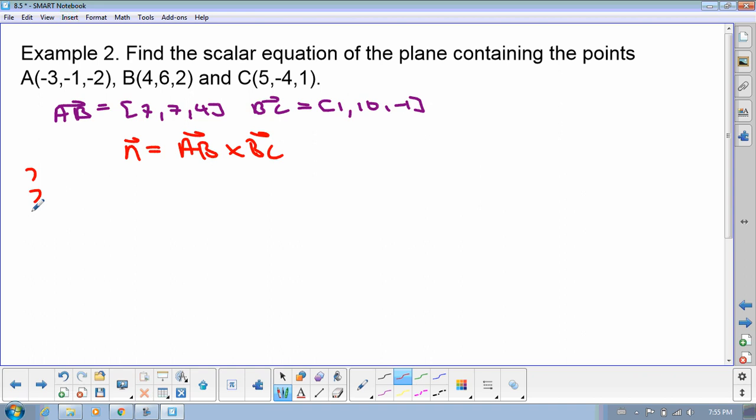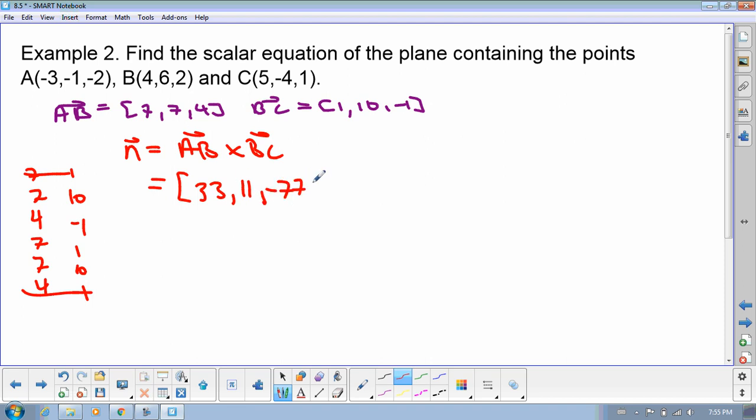So when I find my cross product, going through my process, I am going to end up with 33, 11, and -77. So that's the normal. Now you could leave it like this, but if you notice, they're all divisible by 11. So it's much easier to work with 3, 1, and -7 than it is 33, 11, and -77.